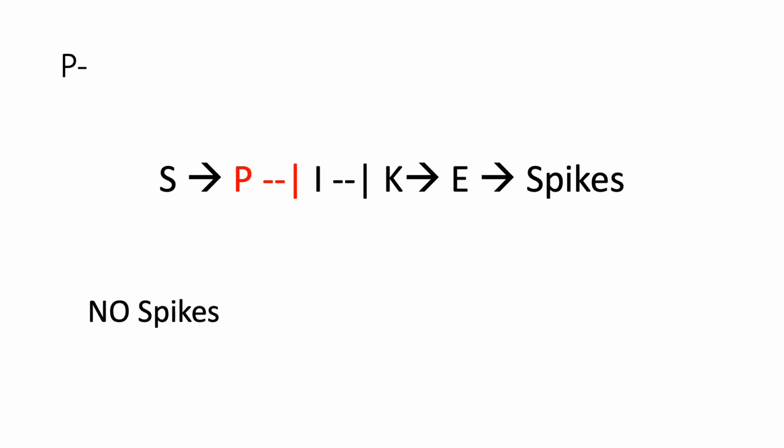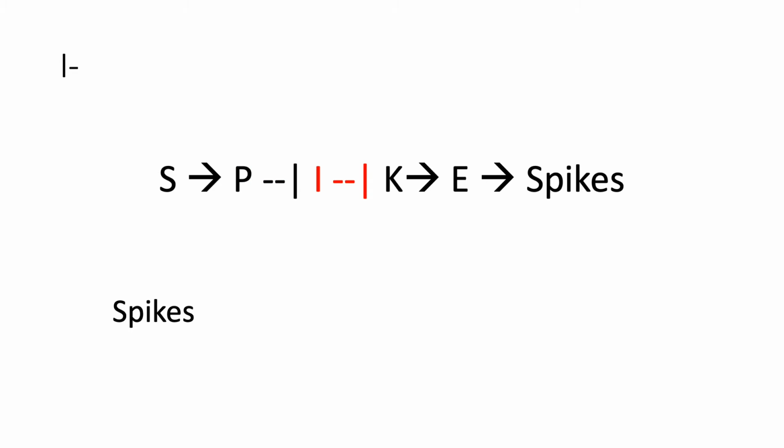Now we're going to look at what happens when the P protein is absent from the sequence. The P cannot inhibit the I, so therefore K is blocked by I, and K cannot activate the E to produce the spikes. So this will have no cells that have spikes.